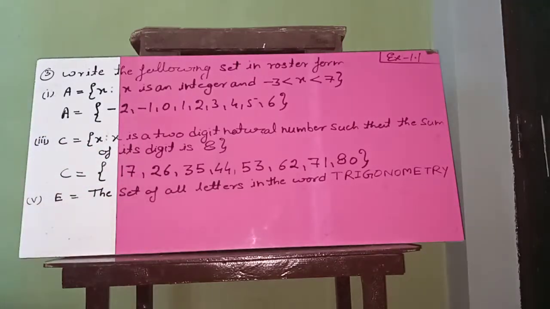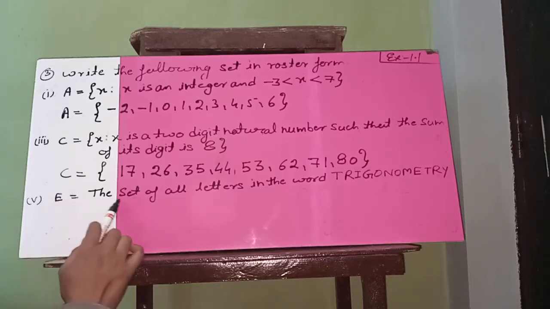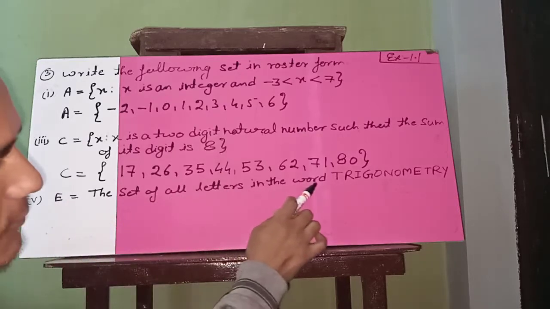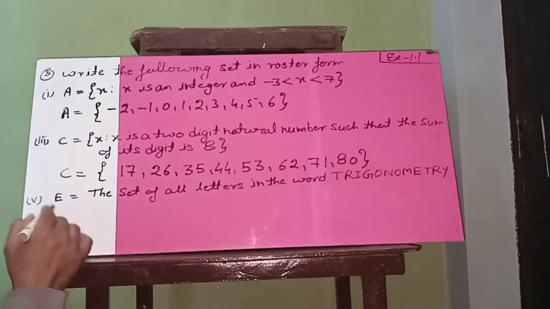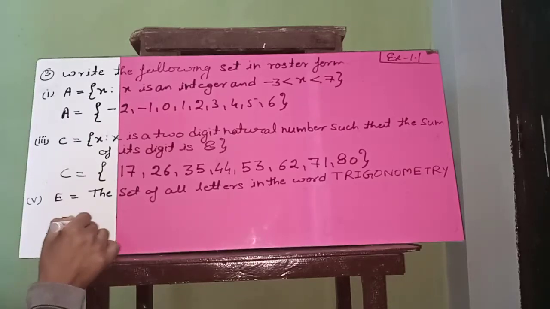Okay, now the fourth part is easy, you make it. Now the E part, I take one more part, that is the E part. Okay, so what is the E part? The set E is the set of all letters in the word trigonometry. So how do we make the roster form of the set E?